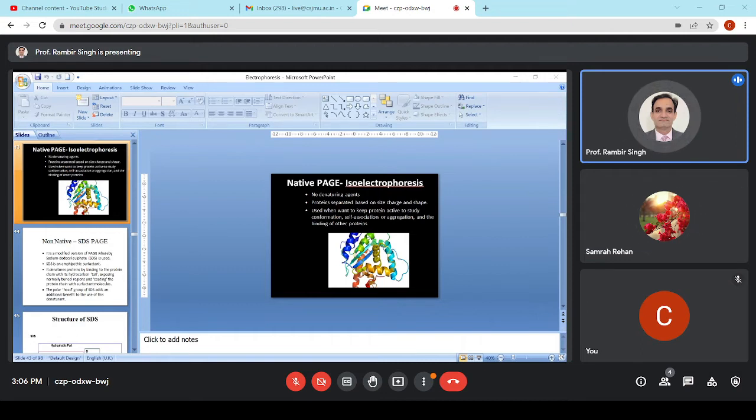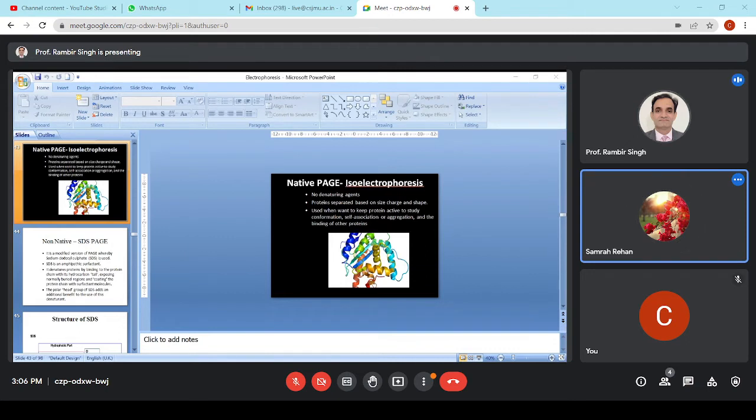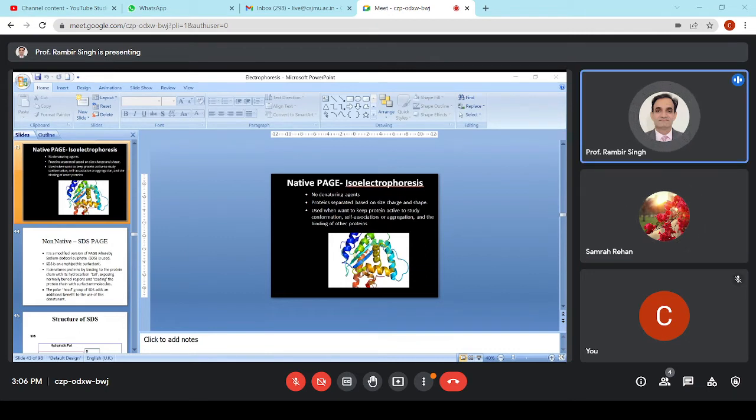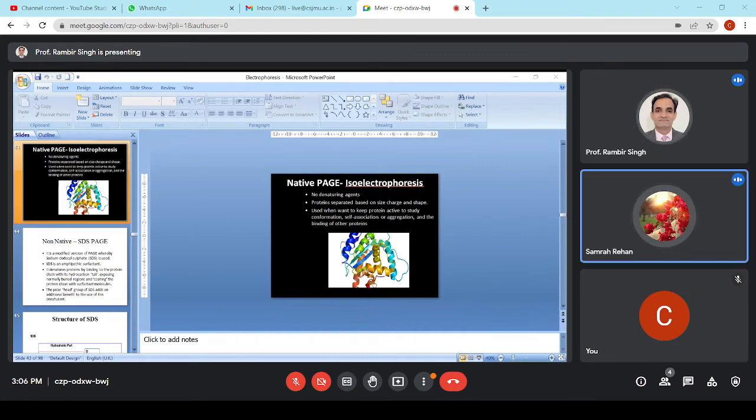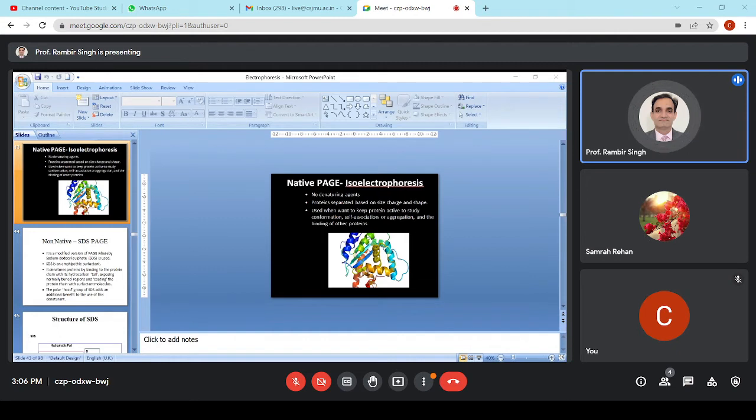And if the protein is zwitterionic, will it have electrophoretic mobility? No, sir. It will not have electrophoretic mobility. Why? Because the net charge is zero. The requirement for a protein to move under electrophoresis is that it must possess a net charge.